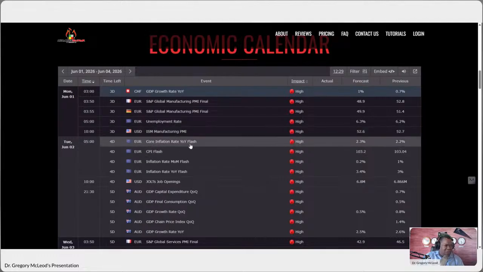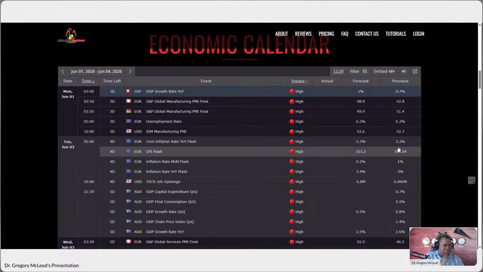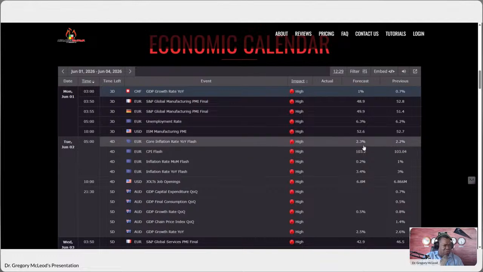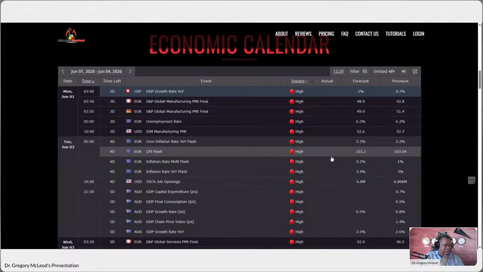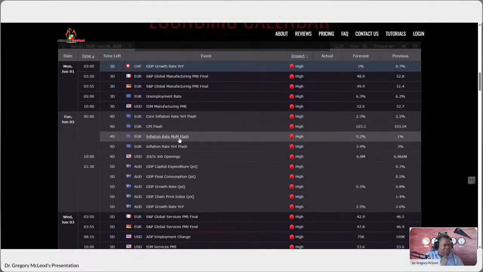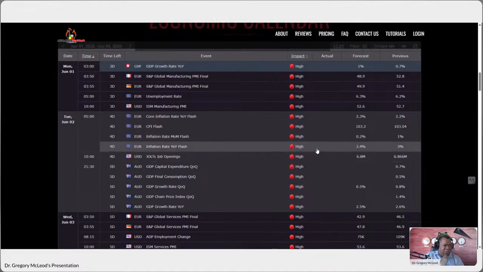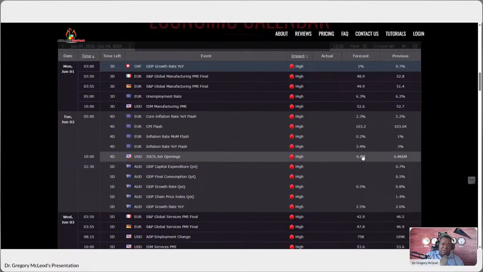Core inflation rate year on year, flash, is supposed to rise from 2.2% to 2.3%. Then we have flash CPI, supposed to rise from 103.04 to 103.2. Inflation rate month on month is supposed to actually drop from 1% to 0.2%. Inflation rate year on year flash is supposed to actually rise from 3% to 3.4%. Now remember, you've got a little quandary there. So Greg, seems like the inflation is everywhere. It's up and it's down.